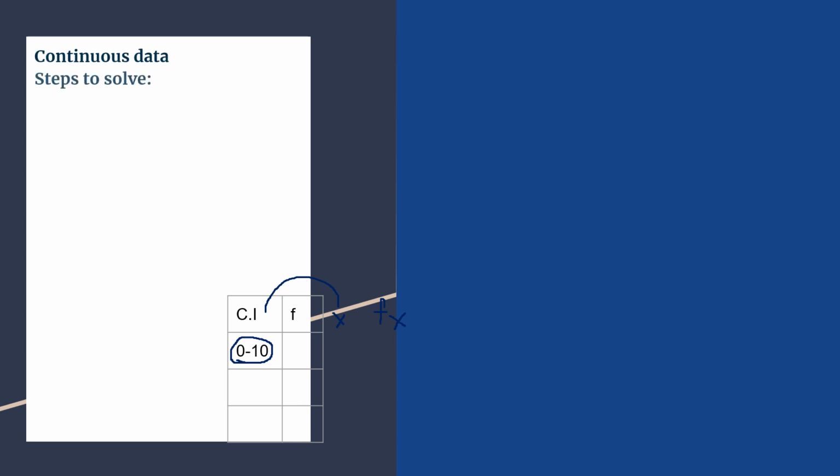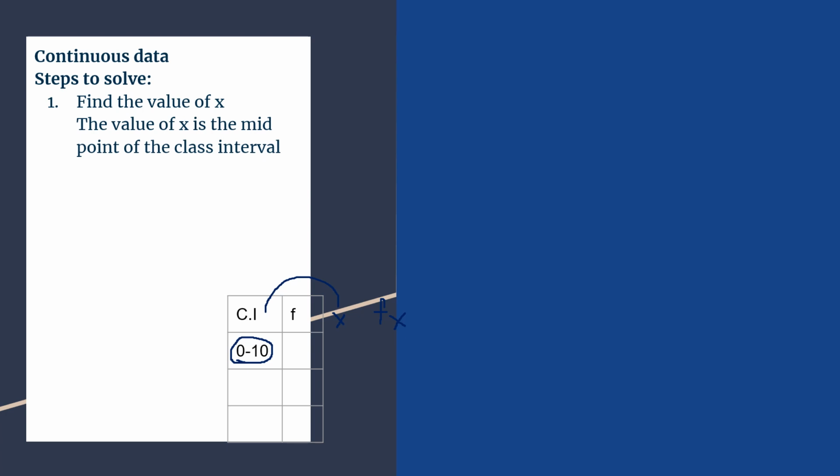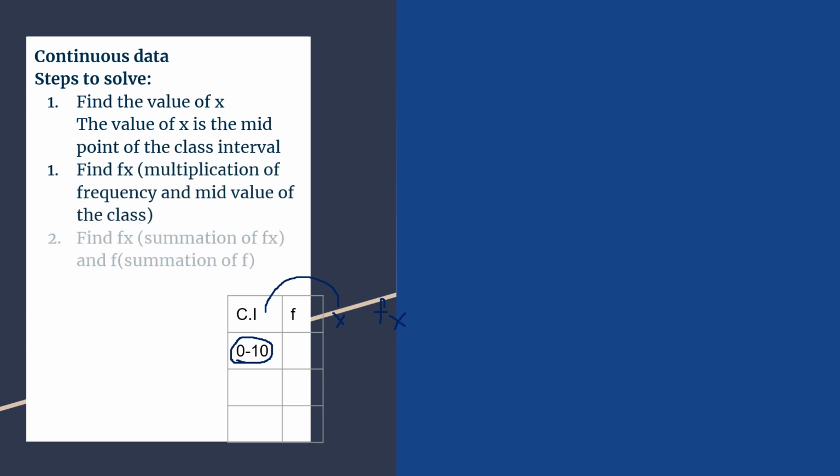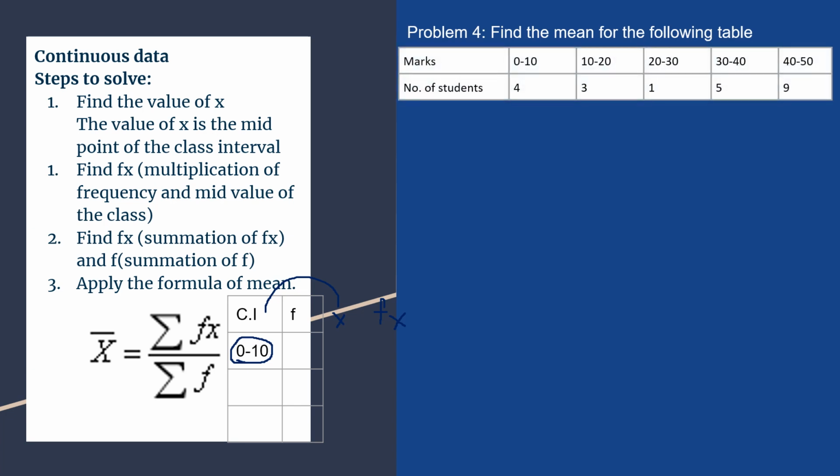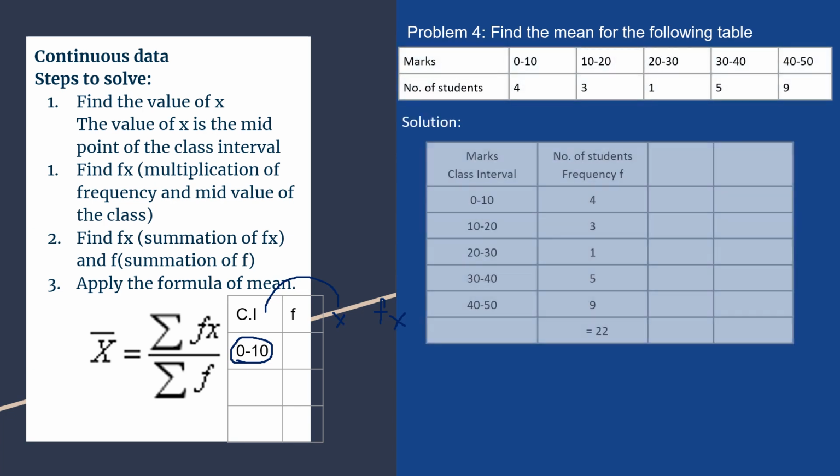So let us see the steps. Find the value of x, which is the midpoint of the class interval. Find f into x. Then find summation f. Apply the formula, which remains the same, summation fx upon summation f. Then find the mean of given marks and number of students.